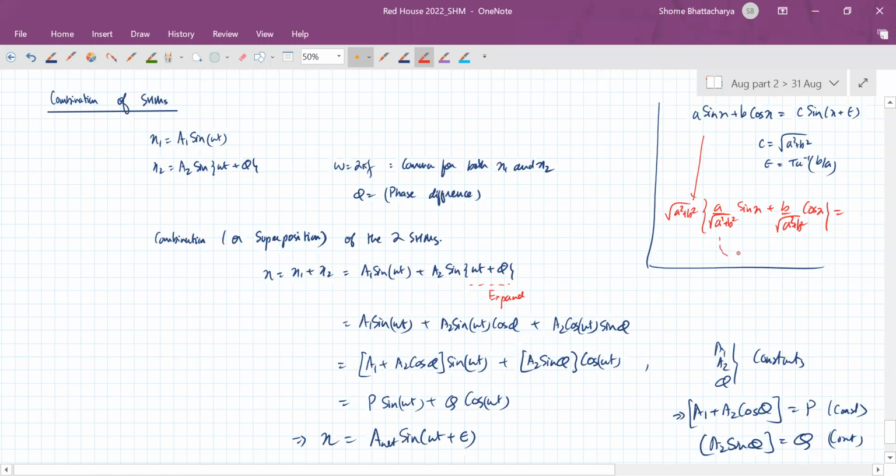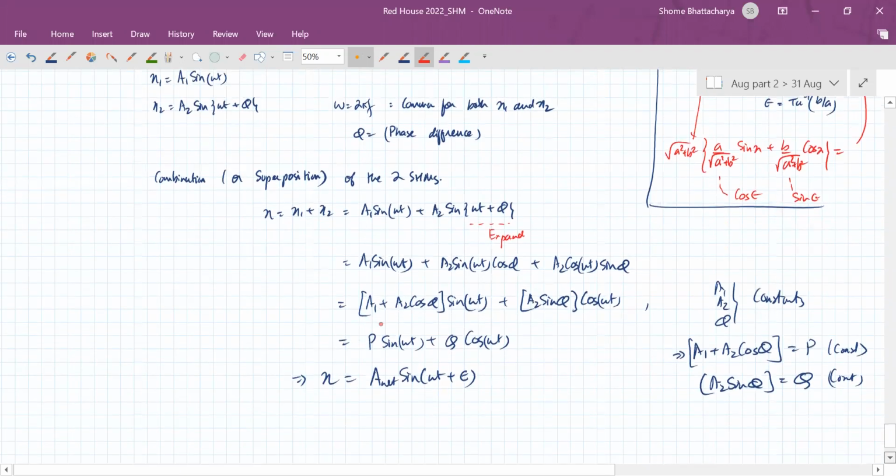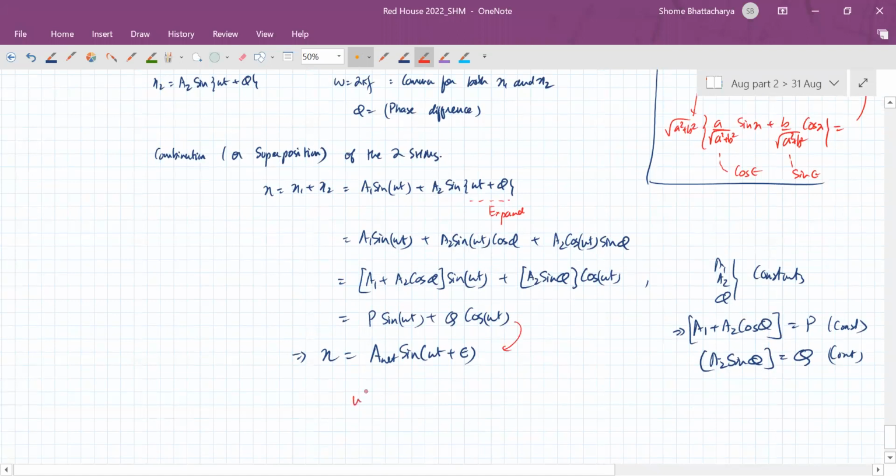Now this term you treat like cos epsilon. So this term becomes sin epsilon. So that's how this term then becomes this. So the same treatment will apply here. So you can see that's how this reduces to this, where now our net amplitude is going to be the square root of this constant P whole square plus this constant Q whole square, which in turn is nothing but A1 plus A2 cos phi whole square plus A2 sin phi whole square.